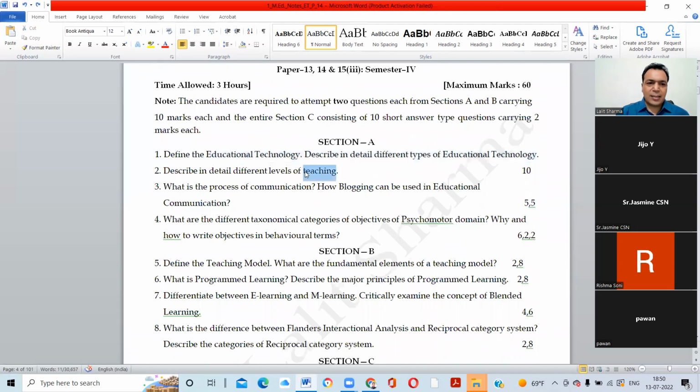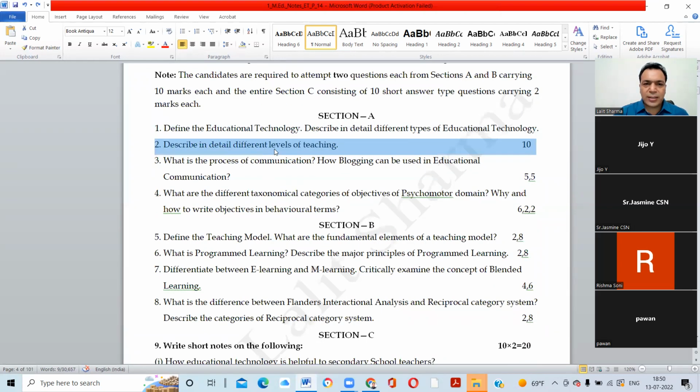And second, describe in detail different levels of teaching. So guys, if you see, this question has come for 10 marks. Here, I suggest you write even 1.5 pages about teaching: what is teaching, nature and characteristics of teaching. Then make another heading, third heading, different levels of teaching. And under the 3 levels, you have to talk about memory, understanding, and reflective, right?